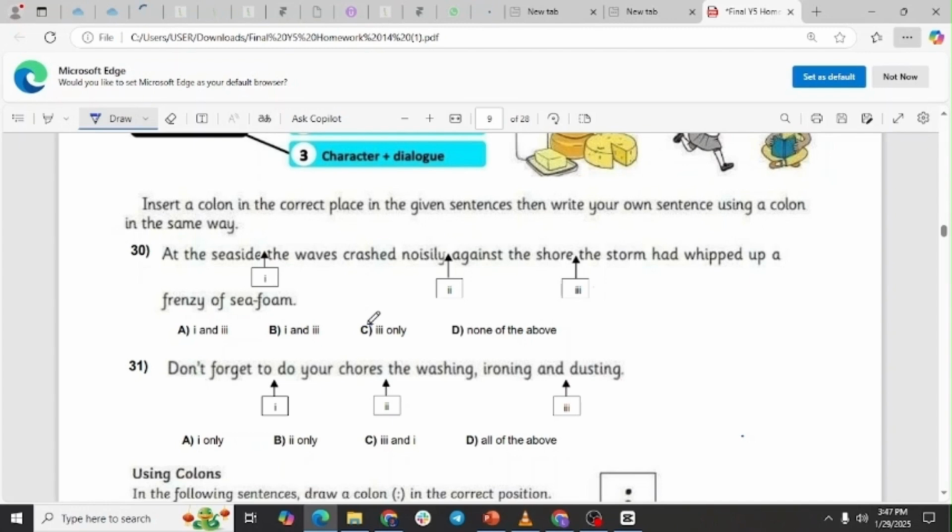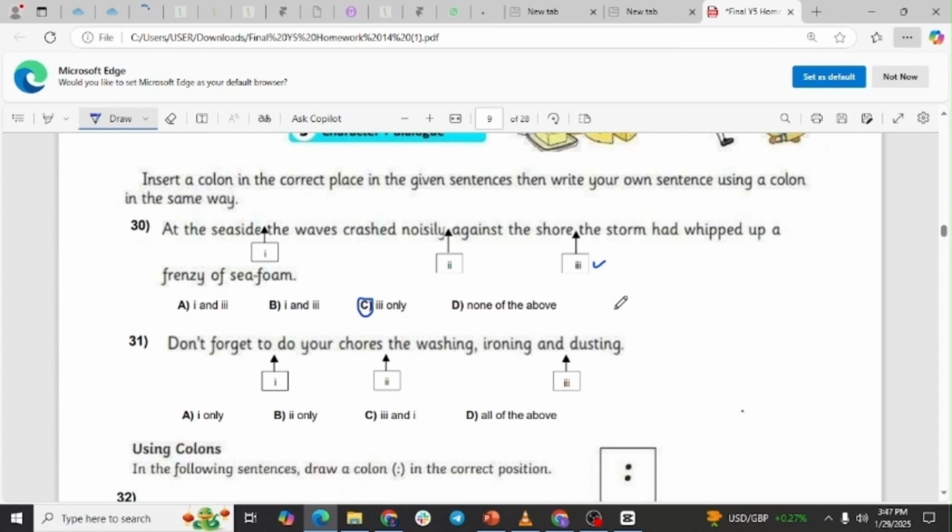Explanation. The colon is used to introduce an explanation or elaboration. The correct placement is at position 3, as it clarifies the storm's effect on the sea foam. Neither position 1 nor 2 makes sense grammatically or contextually.